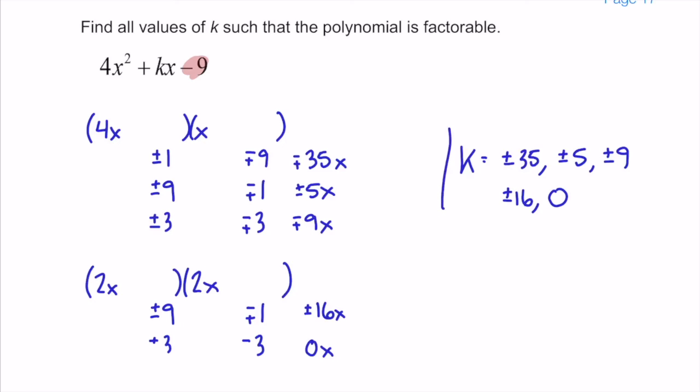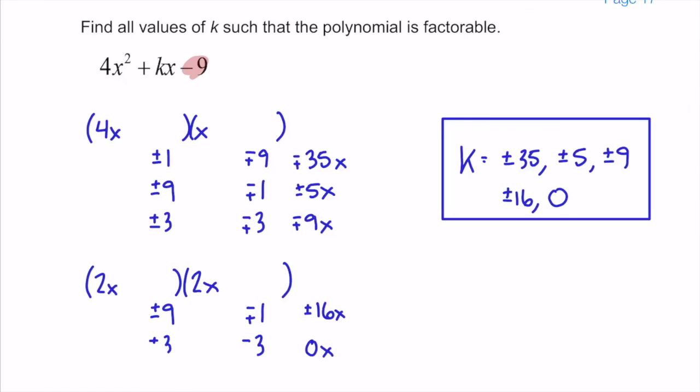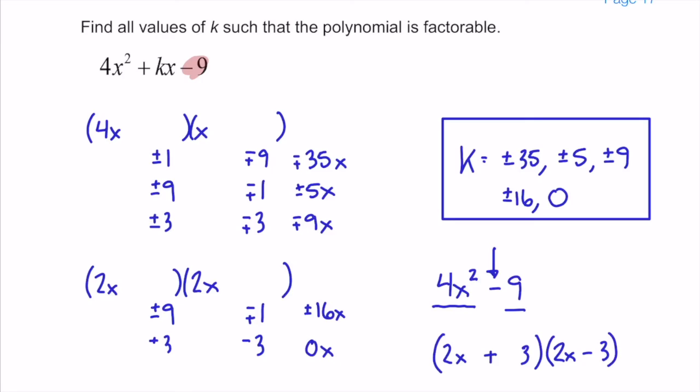So there's a total of 9 possible k values. Now what's interesting about the last one, when k is 0, 4x squared minus 9, this is what's called difference of squares. If I take the square root of 4x squared, it's 2x. If I take the square root of 9, it's plus or minus 3. And because this is a difference of two things that can be squared, it factors as 2x plus 3 and 2x minus 3. The square root of each of those things, and then plus or minus. And we'll take a look at that later in a different video.